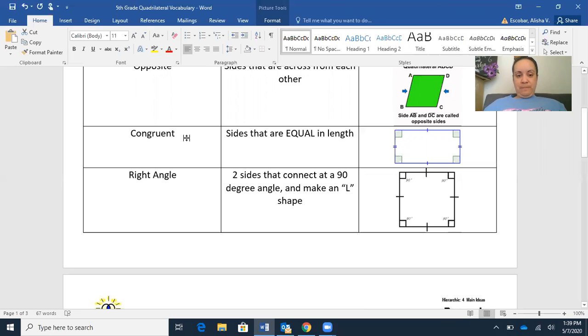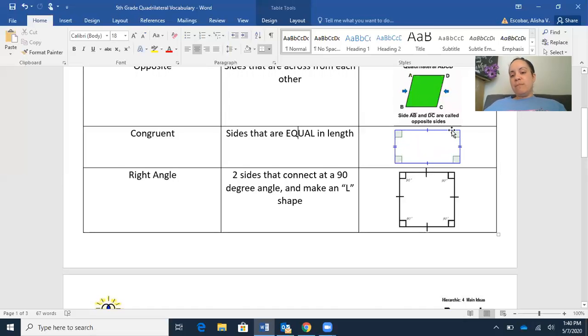Congruent, okay? Congruent is another way of saying equal. We know what equal means. Equal, they are the same. So congruent sides are sides that are equal in length. They are the same length, same size. So let's look at this example.